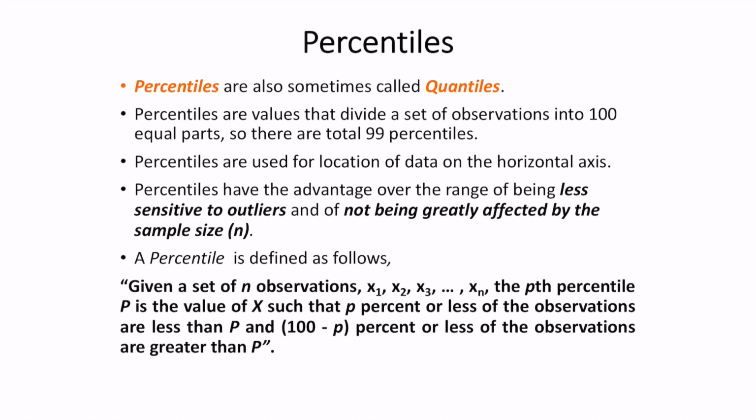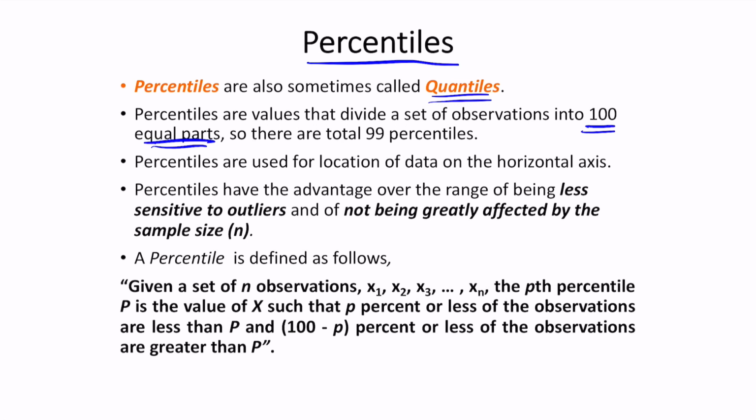So let's continue on to the next topic, percentiles. Percentiles are also called quantiles. Percentiles are a value based on a set of observations. What we do here is take the entire set of observations and split it into 100 equal parts, whatever the number of observations is.